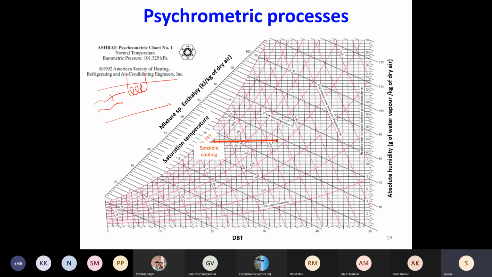Let's say incoming air is again at 30 and dew point is, let's say, 20. If your cooling coil temperature is 20 degrees C, you will have this horizontal process. If your cooling coil is at 21 degrees C also, you will still have this sensible cooling. But if your cooling coil is at 19 degrees C, then you will have cooling as well as dehumidification, because now your coil temperature is lower than the dew point temperature, which is 20. I'm still using the same example, 30 degrees and 50% RH.